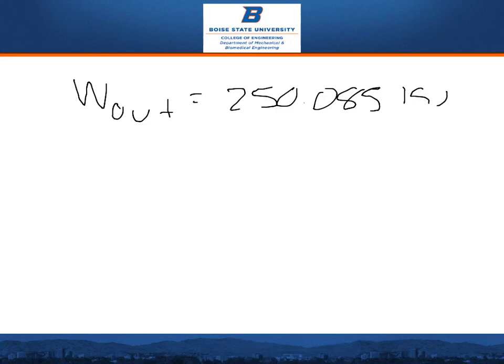Summing up our problem, we have W out is equal to 250.085 kilojoules, and that Q out, or heat out, is equal to 69.410 kilojoules.